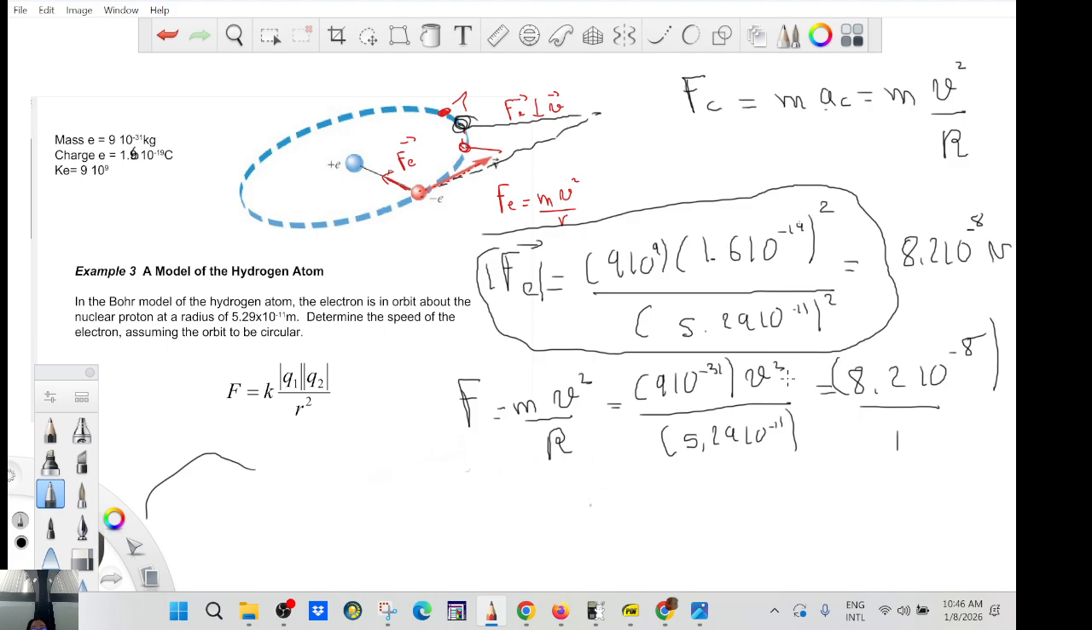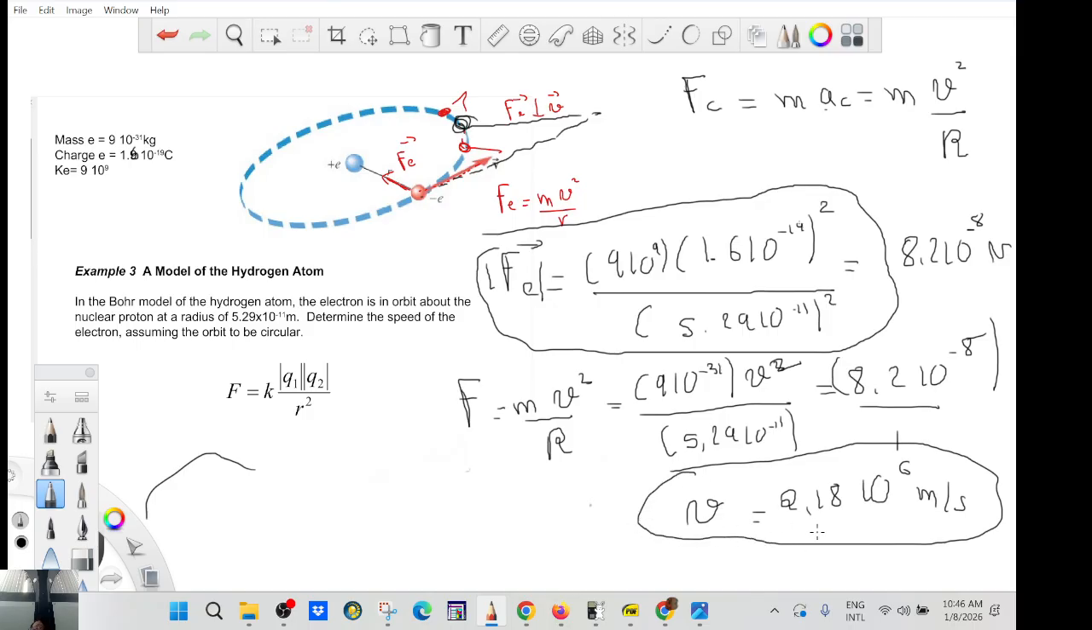And you isolate for the speed, right? So what do you get? Oh no, I didn't find 2. 2 times 10 to the 6? Yes? Meters per second. Okay? Is that clear?